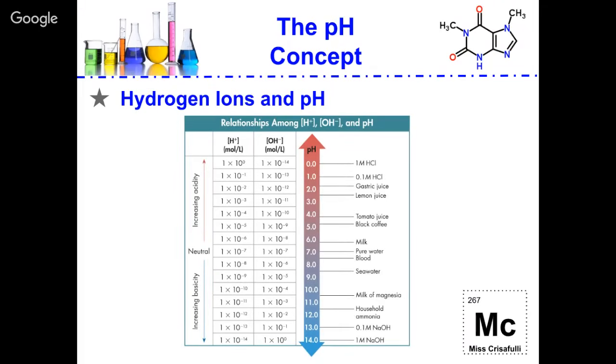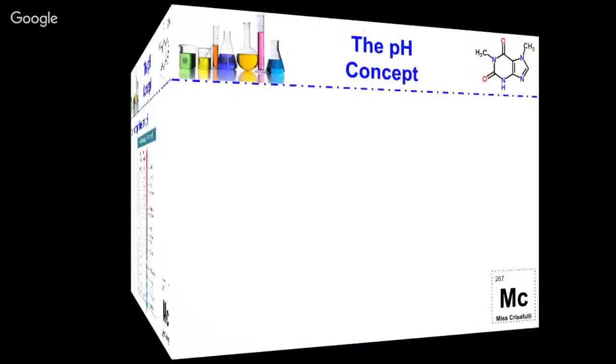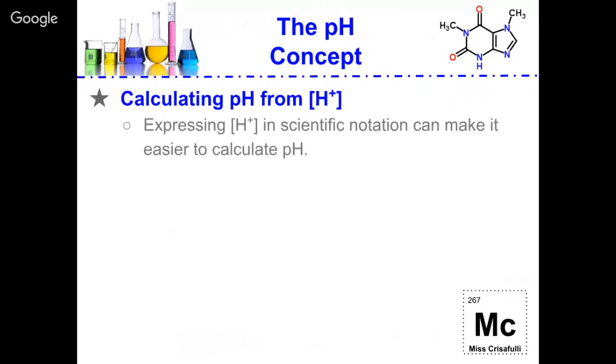So if we were to look at this relationship of H plus ions and OH minus ion concentrations, for normal things that you see, once you have a low pH, you're going to have something that's acidic, and as your pH gradually increases and becomes higher, you're going to have a more basic pH. So we can calculate pH from H plus concentration.